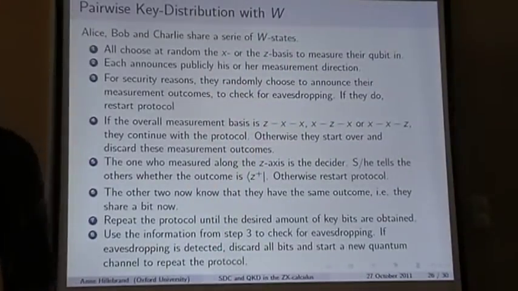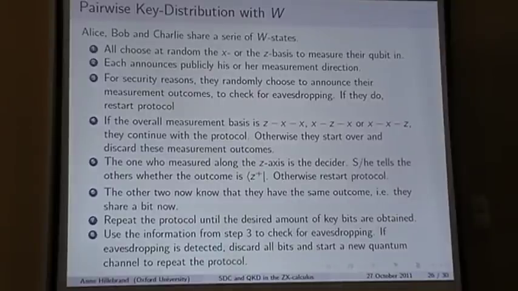This one is a little more complicated. It's called pairwise key distribution with W. So this time we have 3 participants. They're called Alice, Bob, and Charlie.